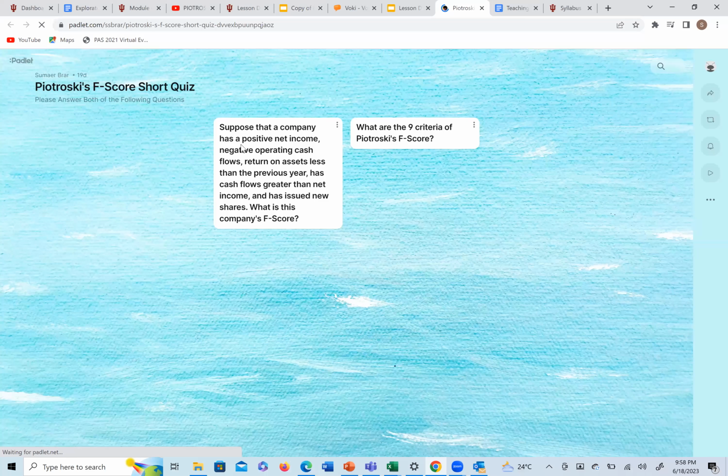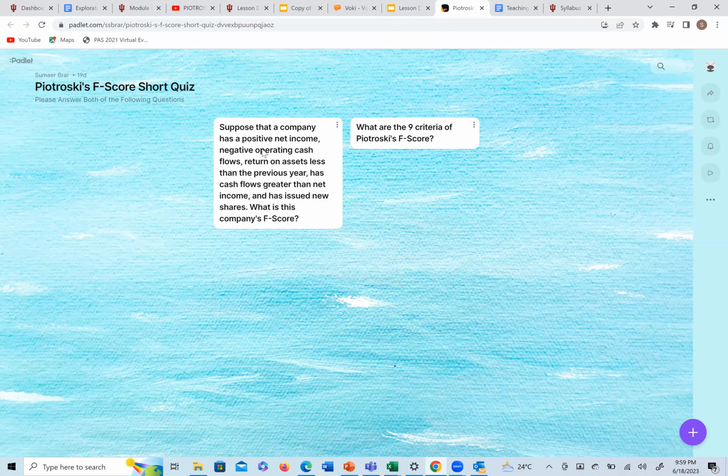So our first question is that suppose that a company has a positive net income, negative operating cash flows, return on assets less than the previous year, has cash flows greater than net income, and has issued new shares. What is the company's F score? So right off the bat, we know that the company's F score is not going to be 0 because the company has indeed issued new shares, meaning that we need to add 1 to our base value of 0.